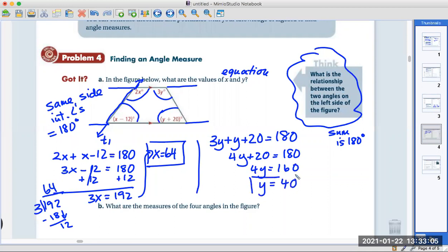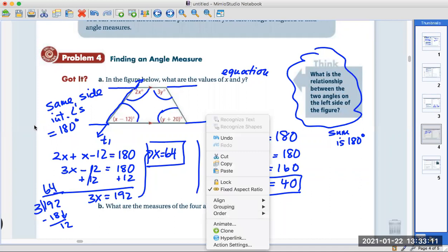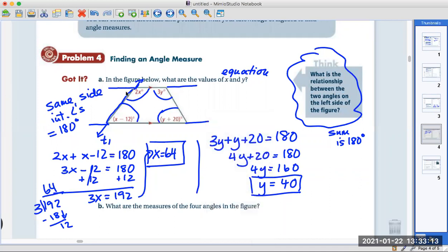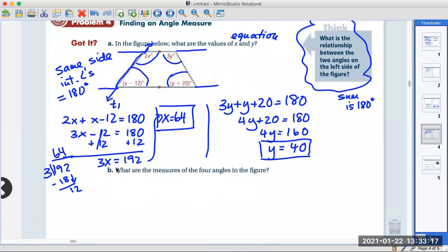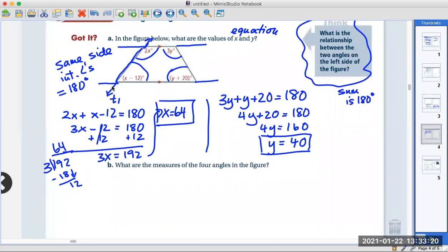I'm going to skip some steps now. We're in math 2. Dividing by 4. Use a calculator if you have to. Now we got our x and y. It says, what are the values of x and y? What are the measures in B? We're going to take it a step further. Watch. I'm going to erase this. You don't have to.